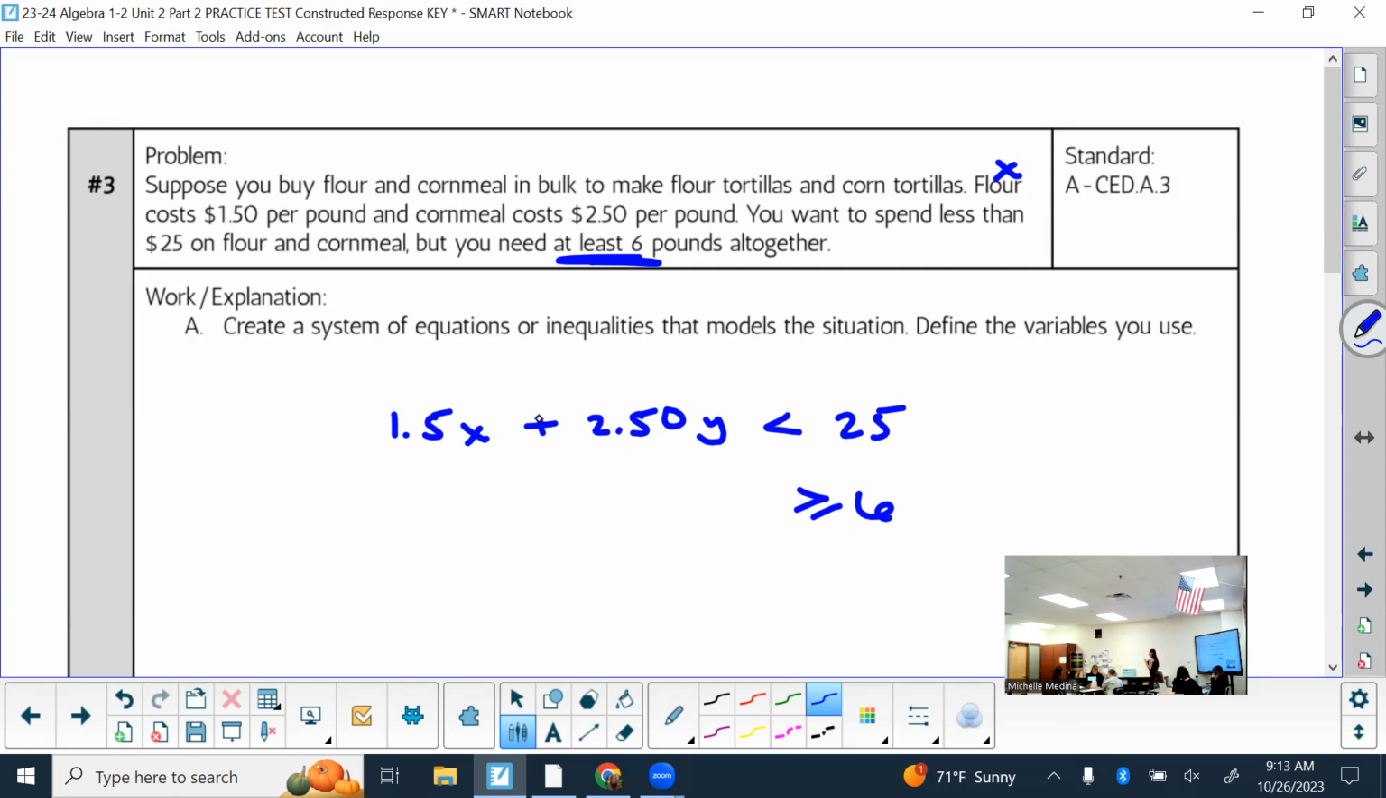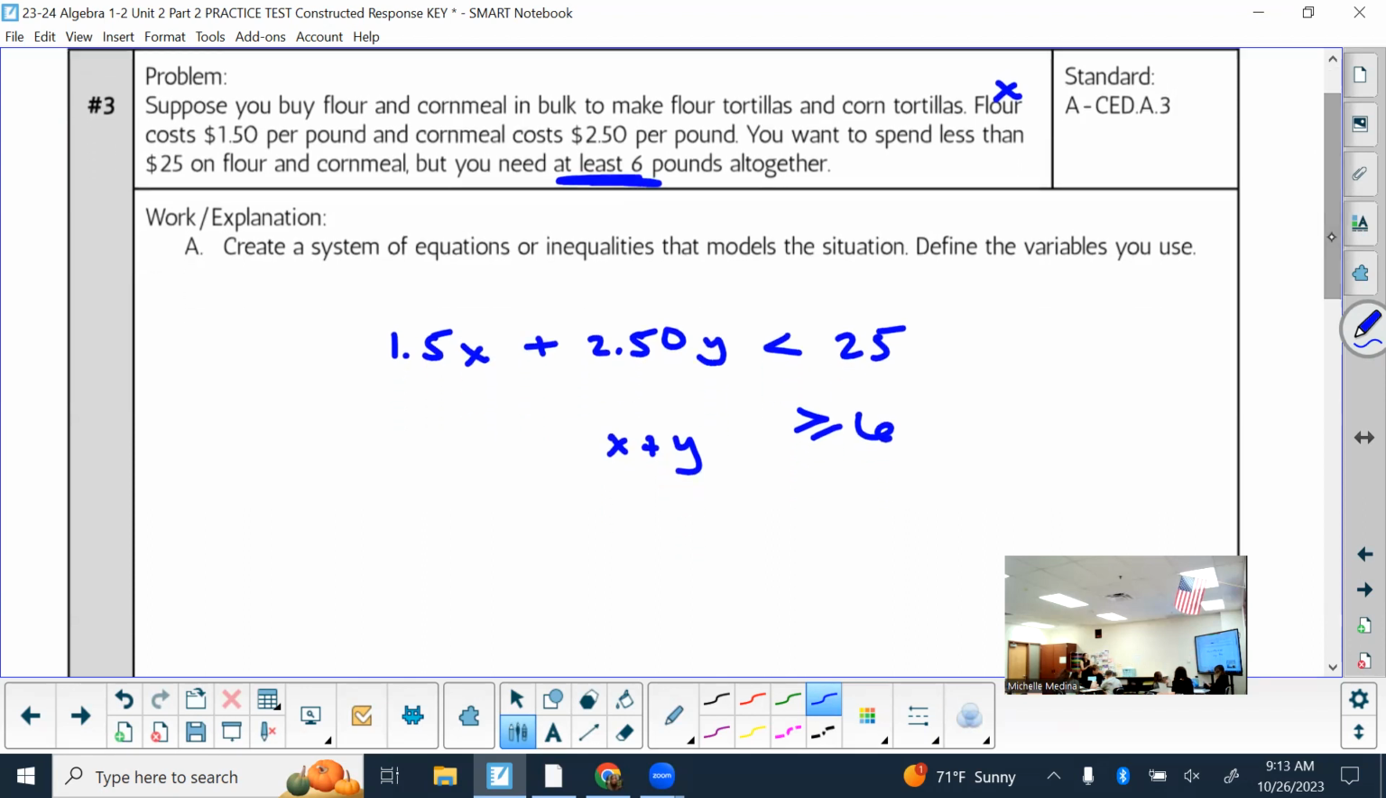Our second inequality, what's going to go on the other side of the 6? X plus Y. And then you also need to make sure you define your variables. So even though it might seem really clear to you, make sure you put X equals, what did X represent?